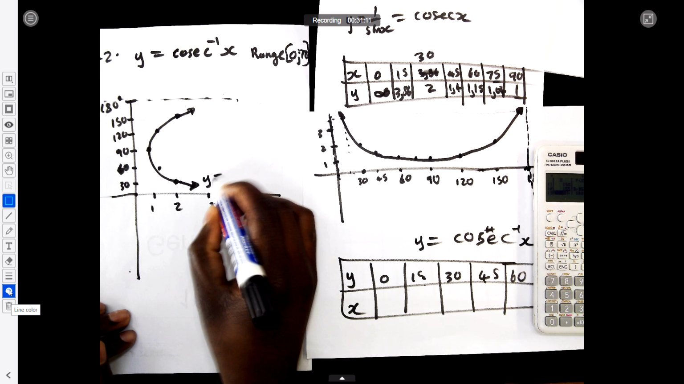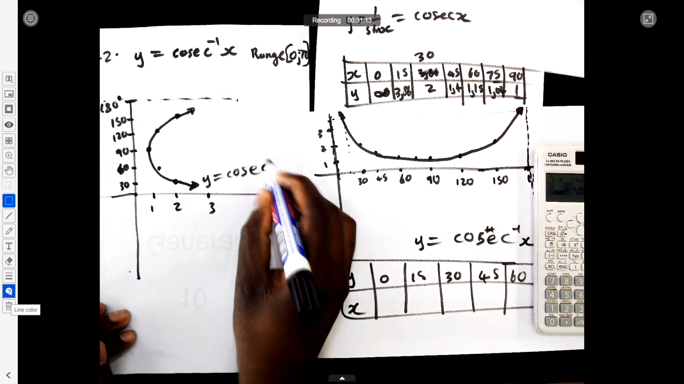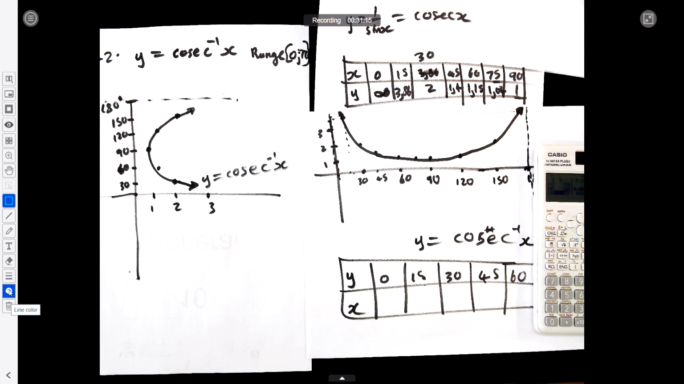So this is y equals arc cosec x. That is the arc cosec x graph when the range was given as 0 to pi, not from negative pi to positive pi. So I hope now you see how we plot an arc cosec graph. I wanted to re-explain that because I know you haven't plotted graphs of inverse trigonometric functions.